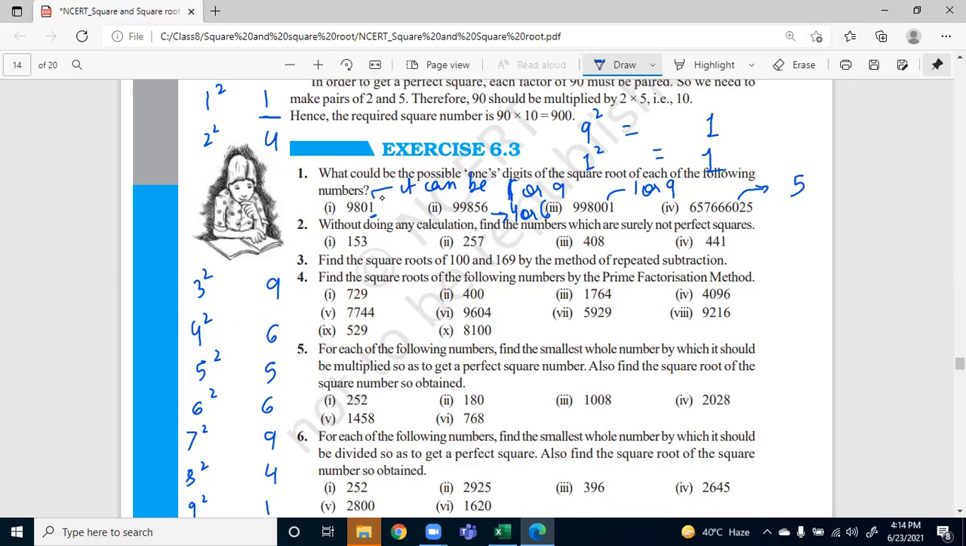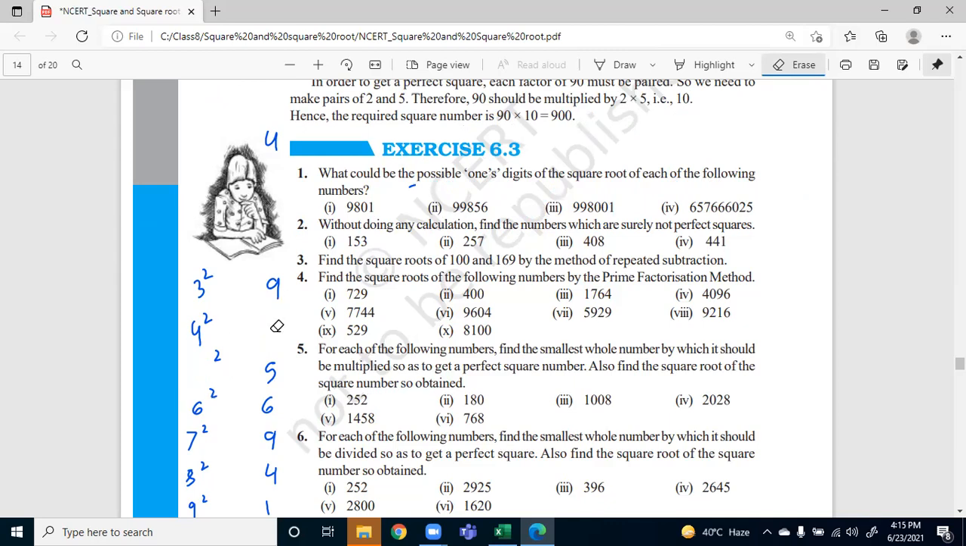Okay, so let's move to question number 2. Without doing any calculation, find the numbers which are surely not perfect squares. It is an easy question. Try it yourself. There are 4 parts. You have to tell which are perfect squares and which are not. Yes, Mahika. Ma'am, options 1, 2, and 4 are not perfect squares.